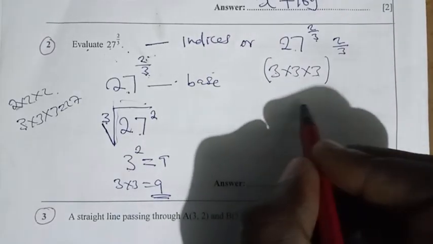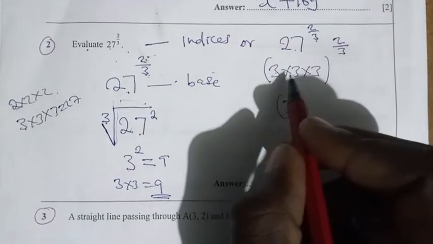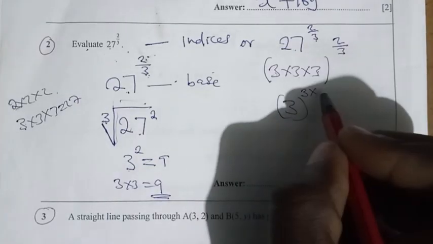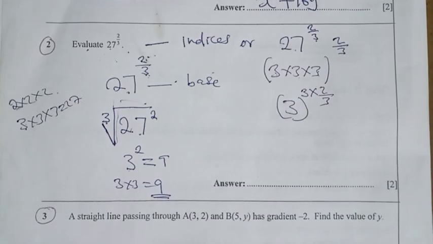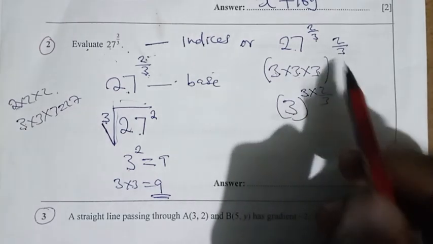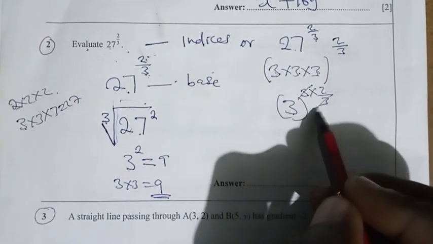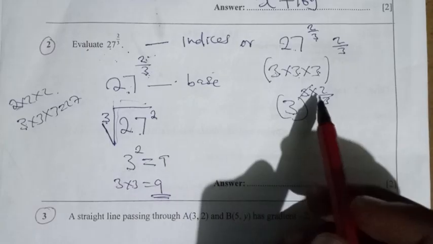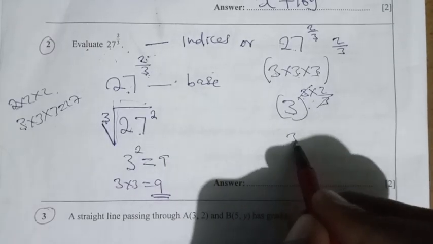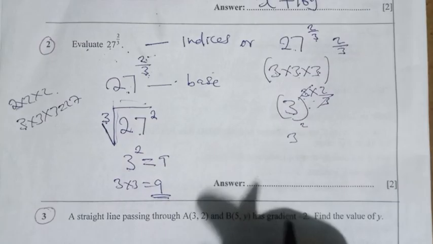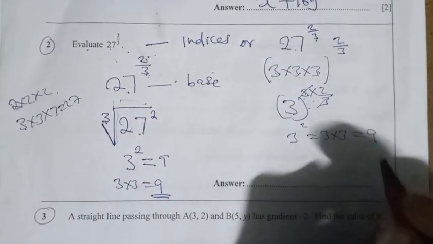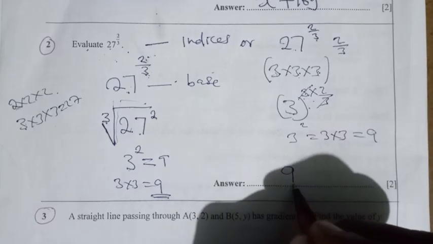Then I can change this one as 3 to the power, how many times? 1, 2, 3. So 3 to the power 3 times 2 over 3. Such that the 3 and the 3 will cancel, because this 3 is the same as over 1. What remains is 3 power 2, meaning 3 times 3. We get 9. So the answer here is 9.